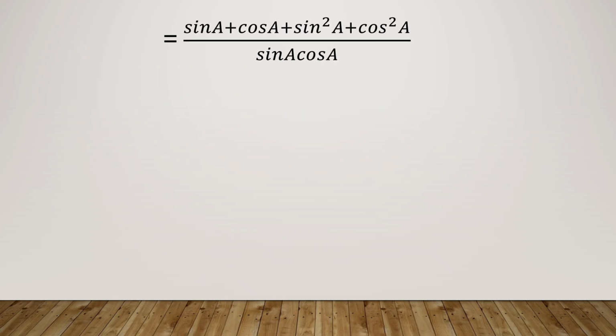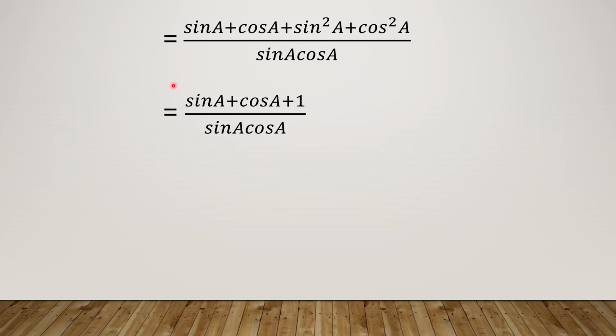That will be equal to sin A plus cos A plus sin square A plus cos square A divided by sin A cos A. We have just rearranged the terms. We have brought sin A plus cos A here, and sin square A plus cos square A we have grouped together because we know that sin square A plus cos square A is equal to 1. So we get sin A plus cos A plus 1 divided by sin A cos A.